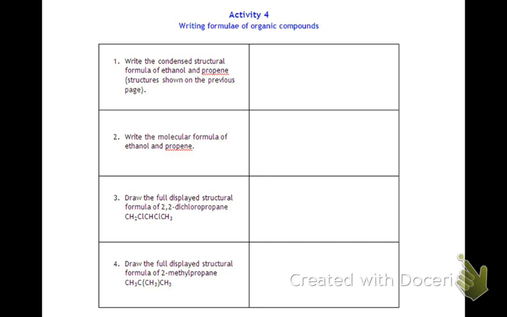Alright, it's time for you to have a go. Activity 4 in your notes asks you to draw some of these structures. Have a go, draw them in the boxes provided, and then your teachers will check that with you.